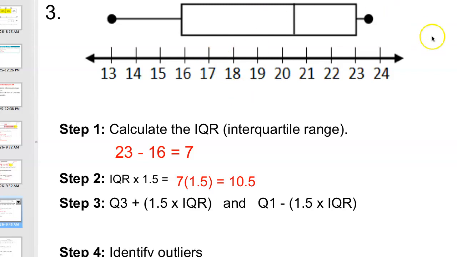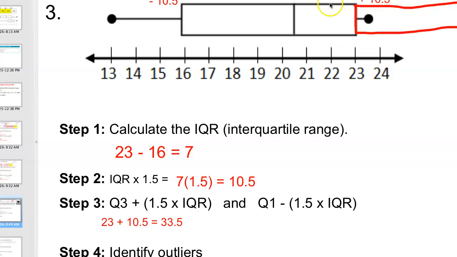Okay, from there, you have to add that to your upper quartile and subtract it from your lower quartile. Okay, so my upper quartile is 23. We're going to add 10.5, and that'll give us the safe zone, and that's 33.5. So here's my upper quartile. If I add 10.5, that's 33.5. That's like way off my number line, so I know I don't have any numbers greater than 33.5. Therefore, I don't have any high outliers, which is great. You don't want any outliers. So that's my safe zone.